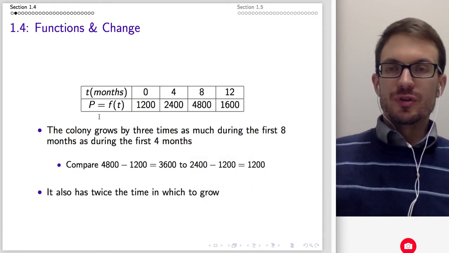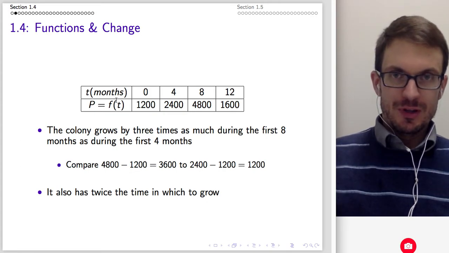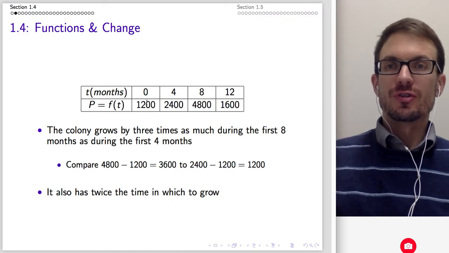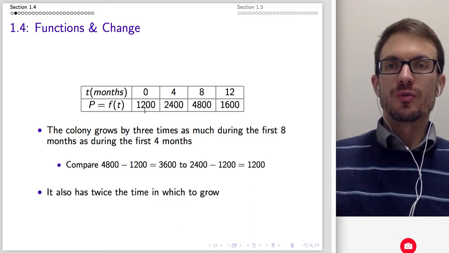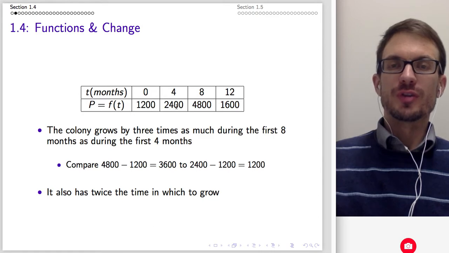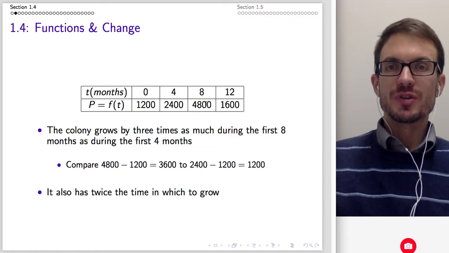So if we're looking at the rate of growth, one thing we can do is just study what happens in terms of the absolute population change. So if we're thinking from the initial starting point to 4 months later, or the initial starting point to 8 months later, we see we grow from 1200 to 2400, or we double in that time. Population's doubled. It's grown by 1200. And then what about the span from 0 to 8?